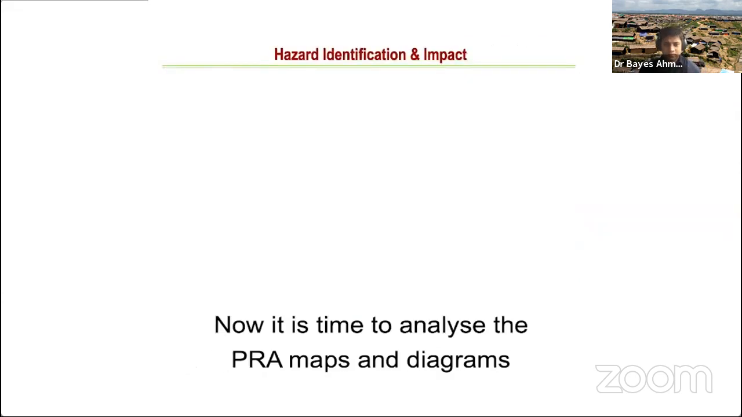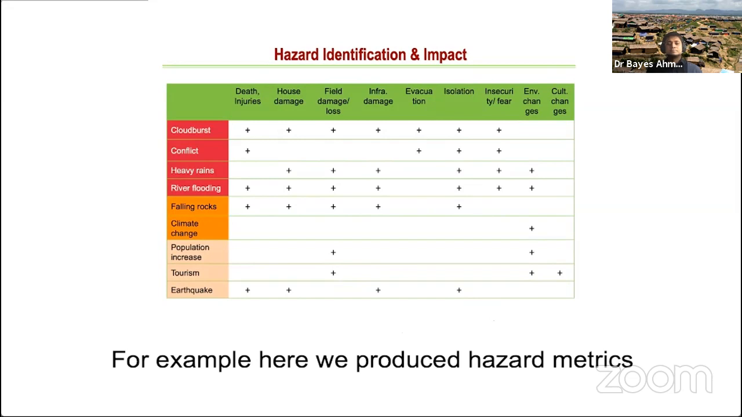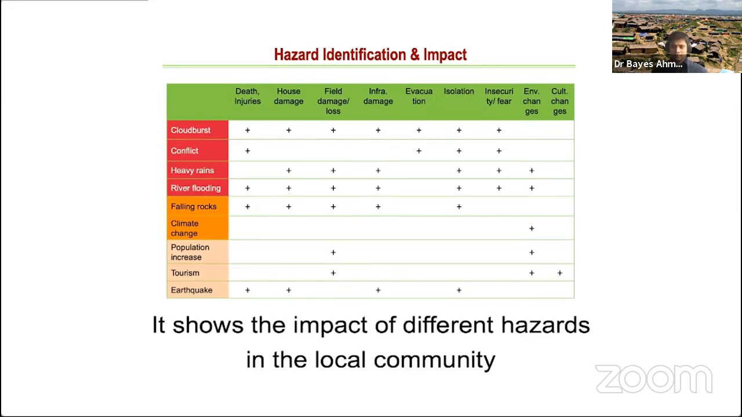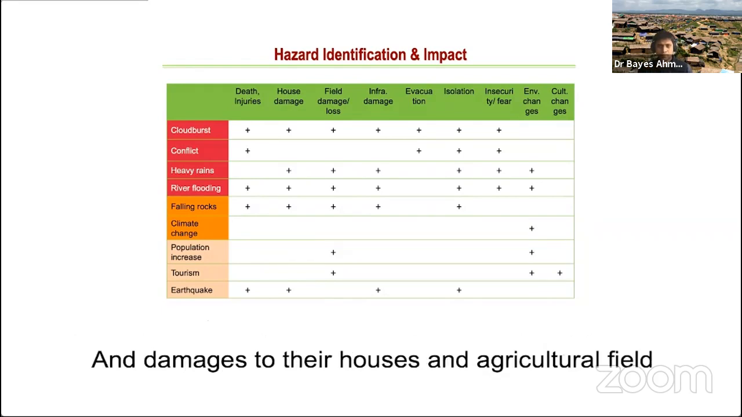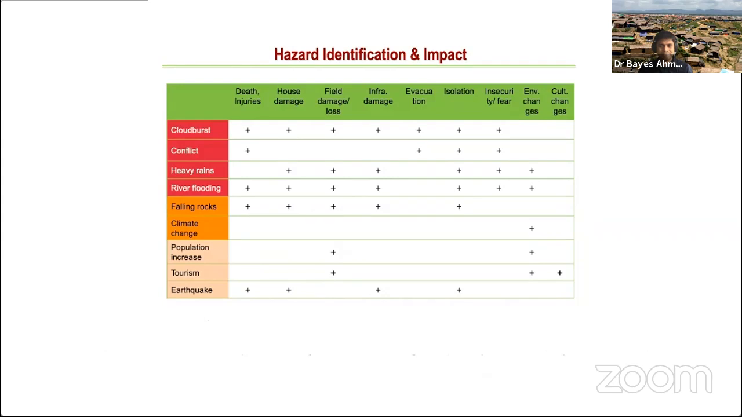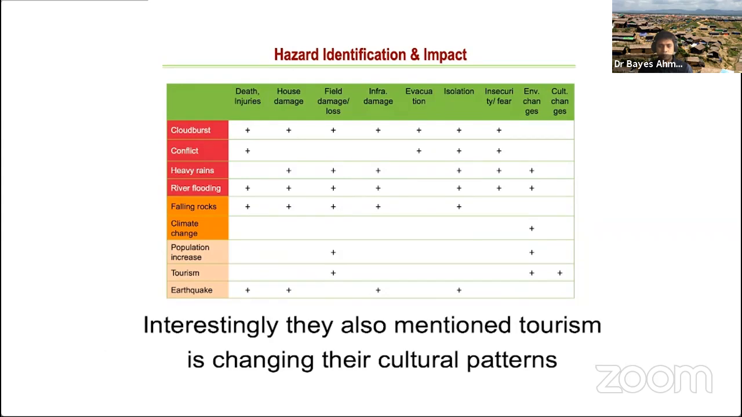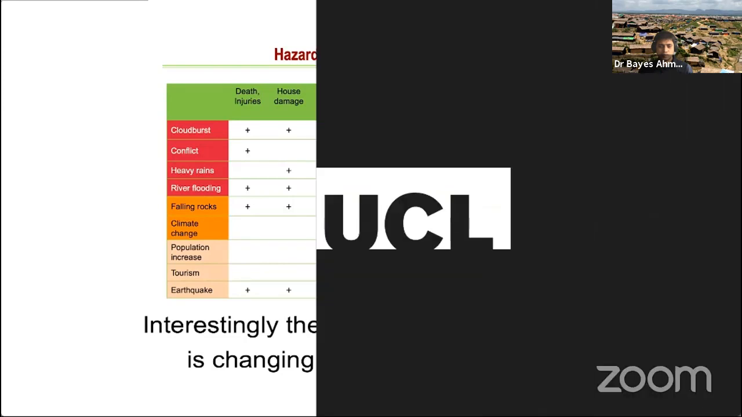Now it is time to analyze the PRA maps and diagrams. For example, here we produced a hazard matrix. It shows the impact of different hazards on the local community. For example, the local people mentioned river flooding is responsible for human casualties and damages to their houses and agricultural field. Interestingly, they also mentioned tourism is changing their cultural pattern.